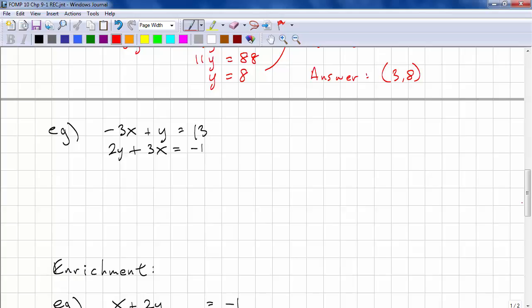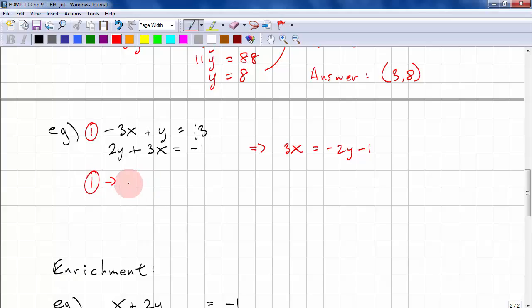Okay, let's look at this one. We could do y, but we can also do 3x. If you're uncomfortable with this, work with y. So I'm going to do 3x, and the 2y goes over to the other side, becomes minus 2y, and minus 1. So this is 1, 1.